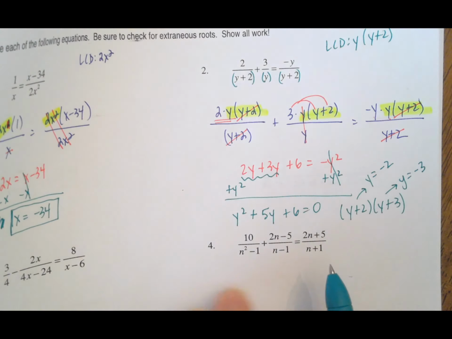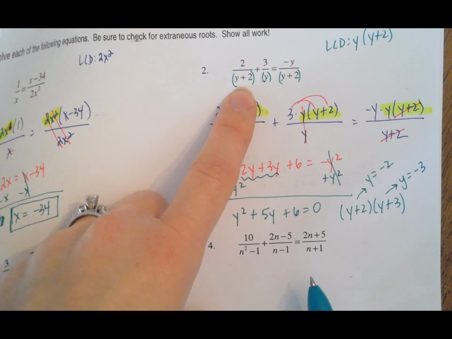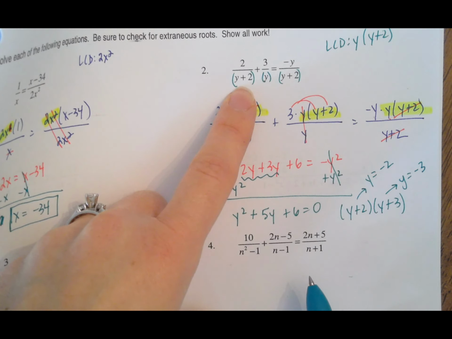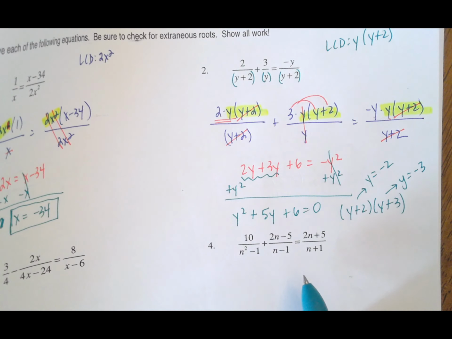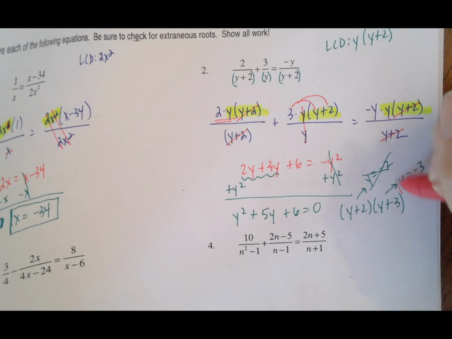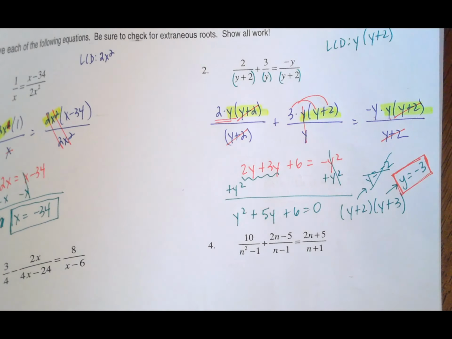Now, if you take a look back at the original problem, if I plug in a negative 2, it's going to cause this denominator to become a 0, which will make this equation undefined. So negative 2 isn't going to be your answer there. Your only answer here is going to be y equals negative 3.